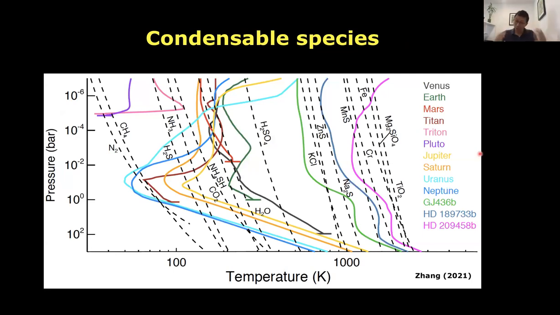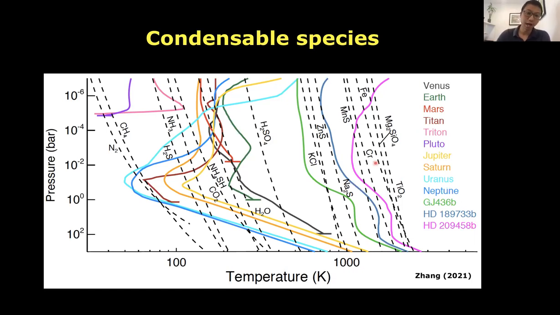And if we go beyond Earth, we are no longer thinking about only water clouds. In fact, we have a lot of possible candidates. This is a very busy plot. I apologize, but this is what nature is. If you look at the color lines, those are temperature profiles as a function of pressure for different planets inside the solar system and outside the solar system as well.